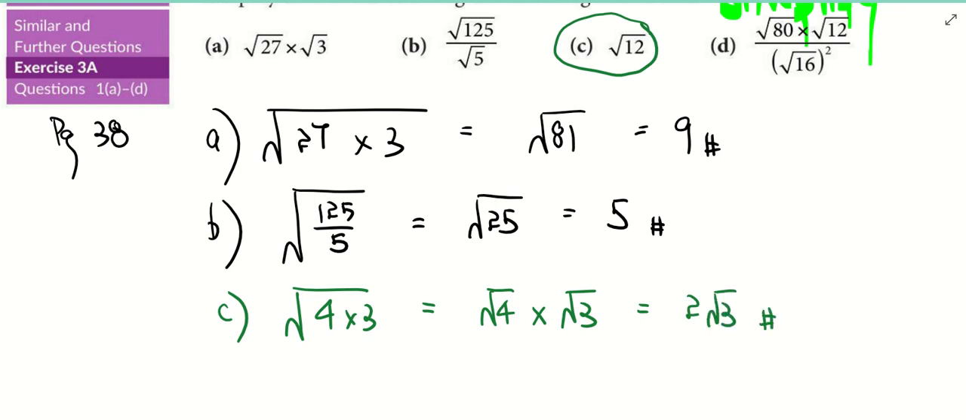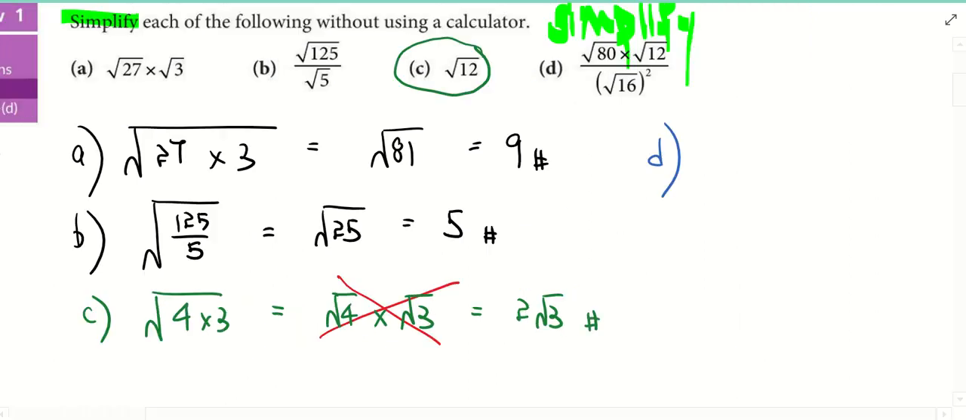Teacher, but if it's very obvious, can I skip this step? Yes, you can skip this step if you want to.